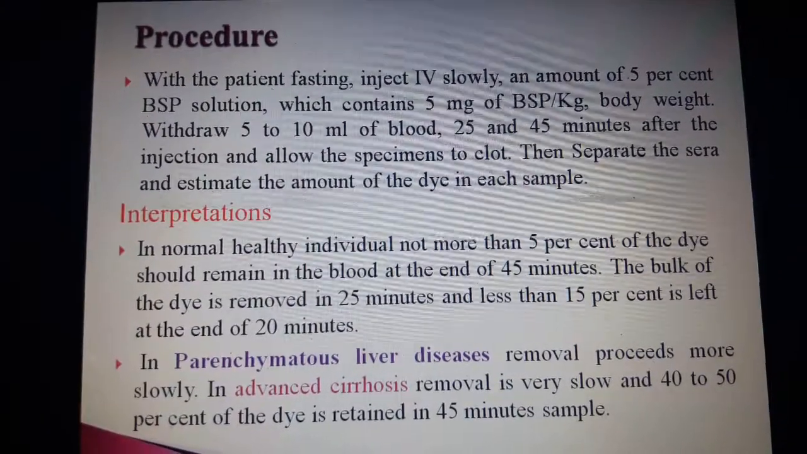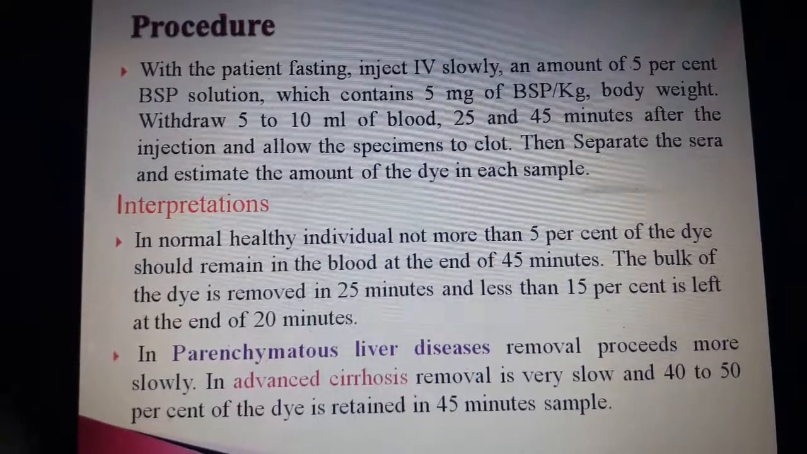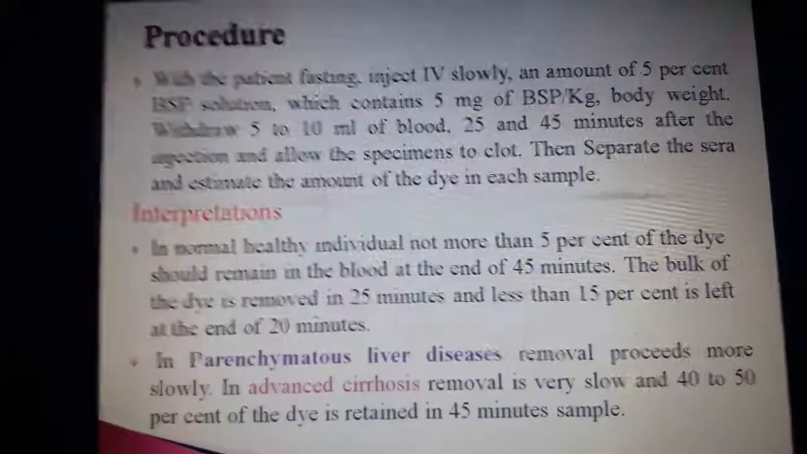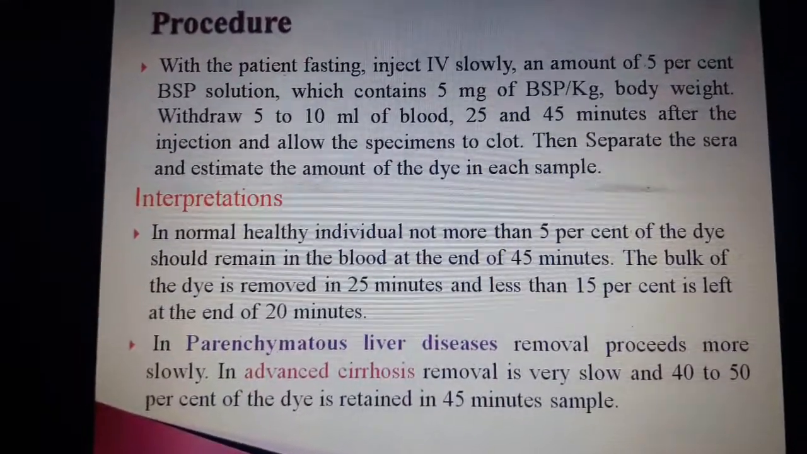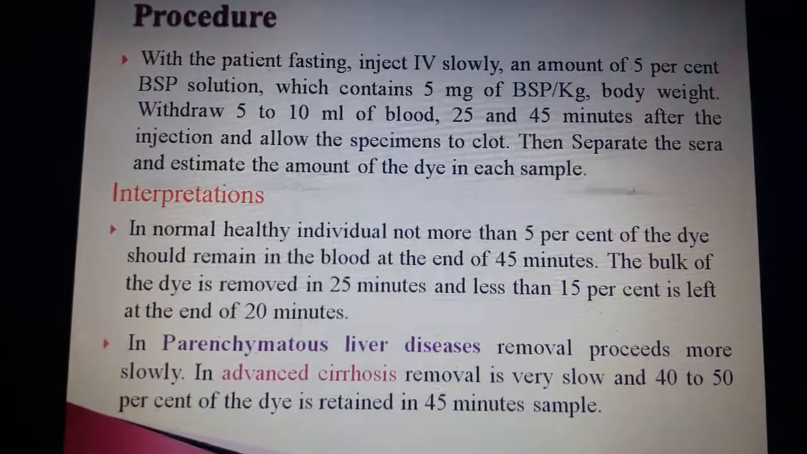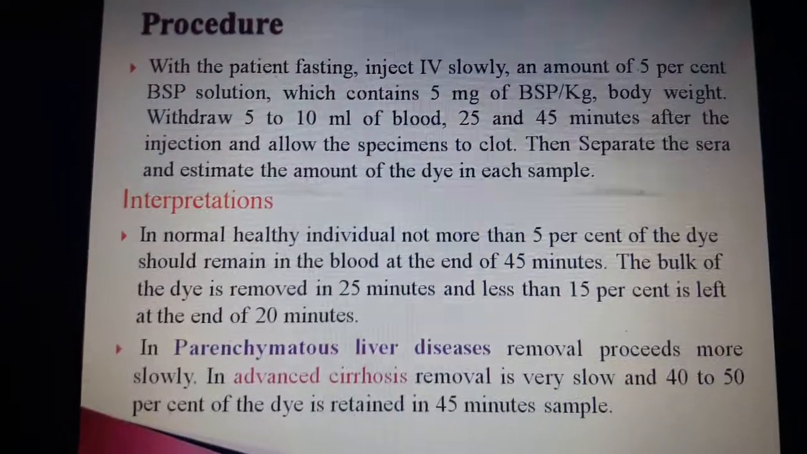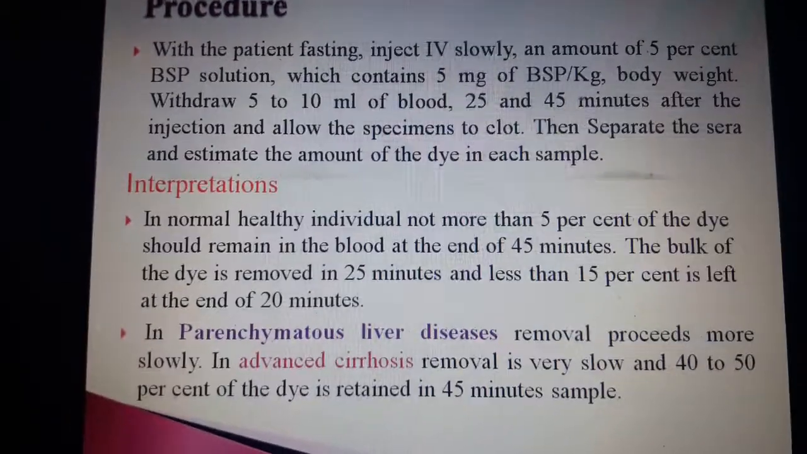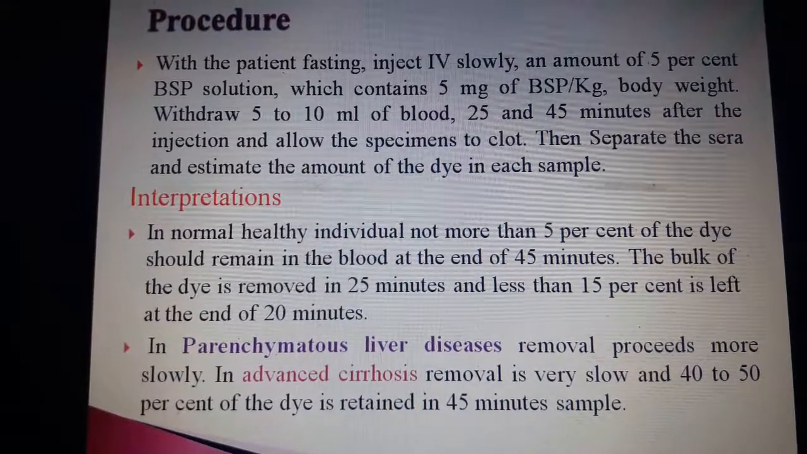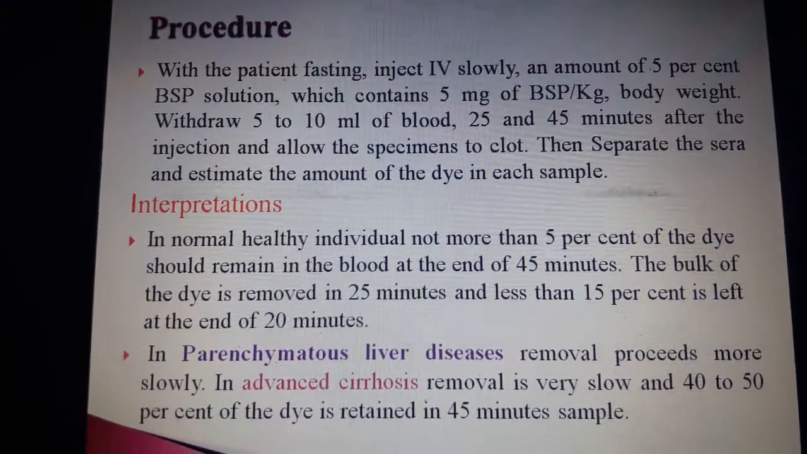Procedure for the BSP dye test. With the patient fasting, inject intravenously slowly an amount of 5% BSP dye solution, which contains 5 mg of BSP per kg body weight. Withdraw 5 to 10 ml of blood 25 minutes and 45 minutes after the injection and allow these specimens to clot. Then separate the sera and estimate the amount of dye in each sample.